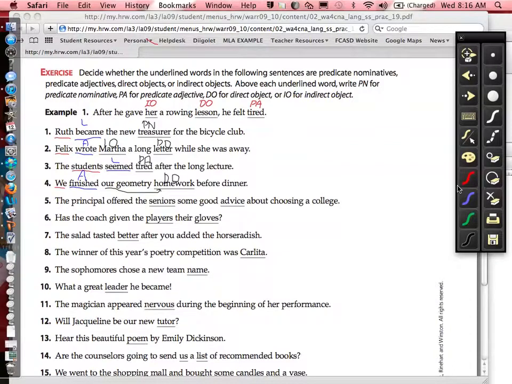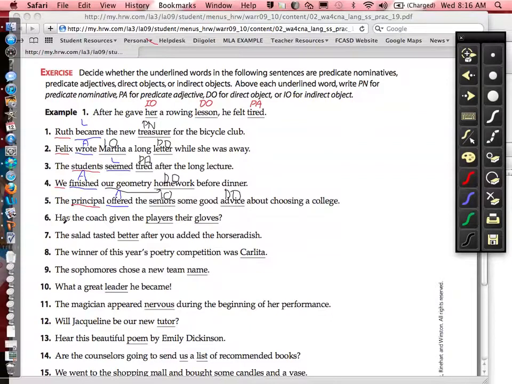Number 5, the principal offered the seniors some good advice about choosing a college. What's the subject? Principal. What's the verb? Offered. Is that an action or a linking verb? That's an action verb. Principal offered what? Principal offered advice. Advice is the direct object. Offered advice to whom or for whom? For the seniors. Seniors is the indirect object.